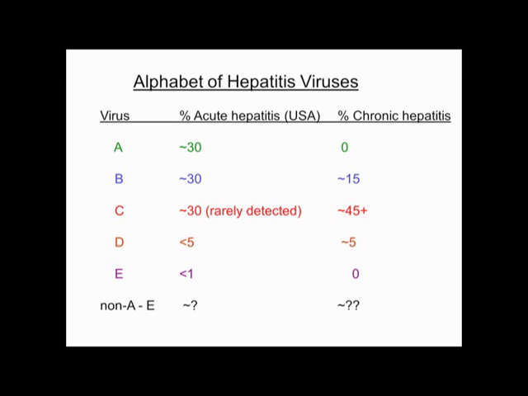C is fairly common, but you don't get sick usually when you get it, so it's rarely detected at the acute state. It accounts for the bulk of the chronic viral hepatitis in this country. D here is very rare. E, we're starting to think it may be more common than this, so we do have to think about it with acute hepatitis. Except in rare immunosuppressed patients, it doesn't cause chronic disease. There may well be other viruses, but so far nobody's found one.